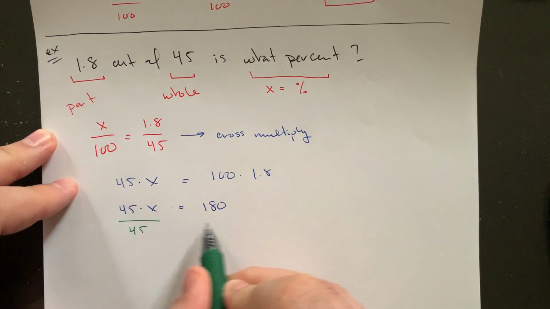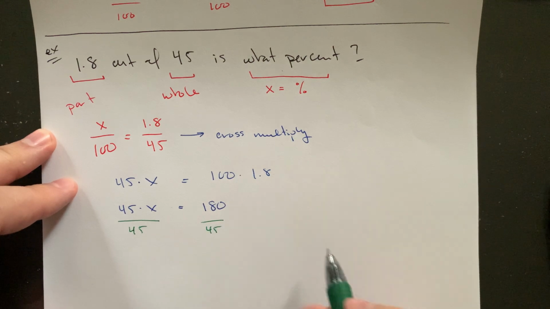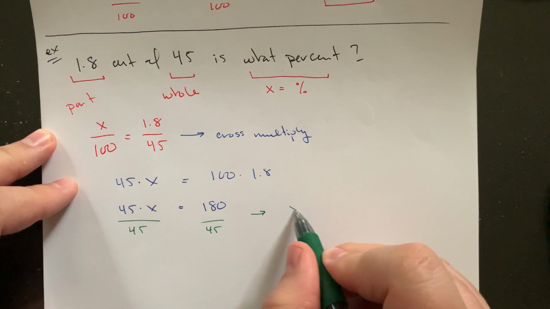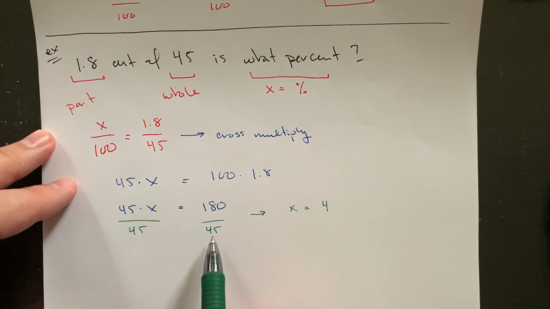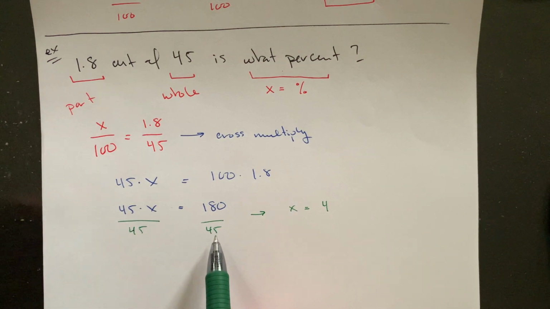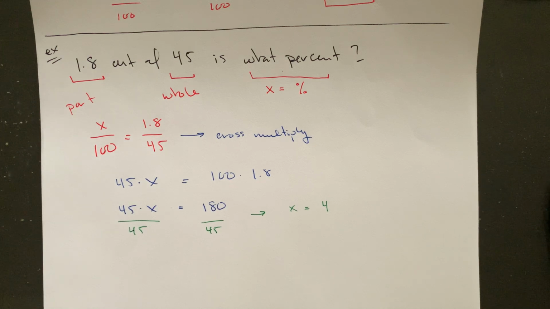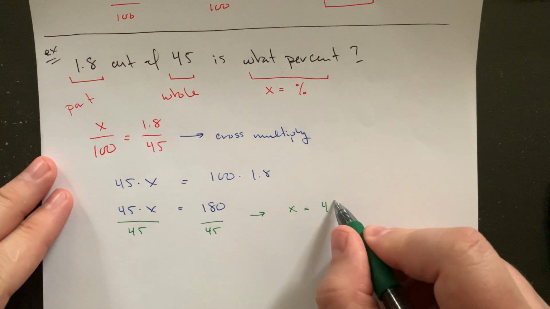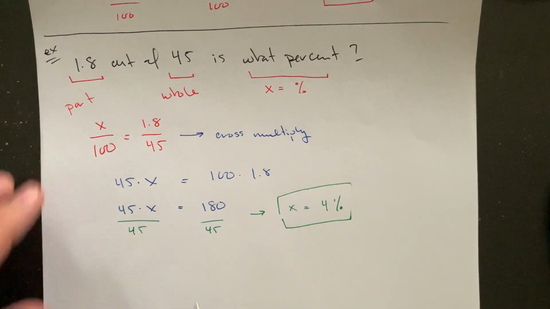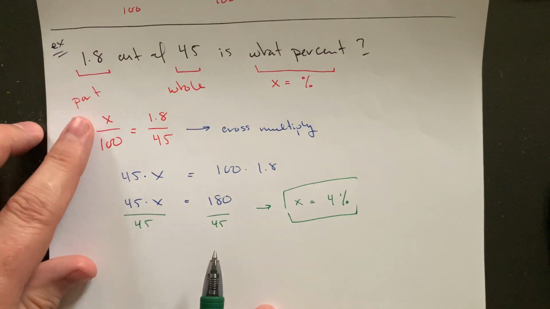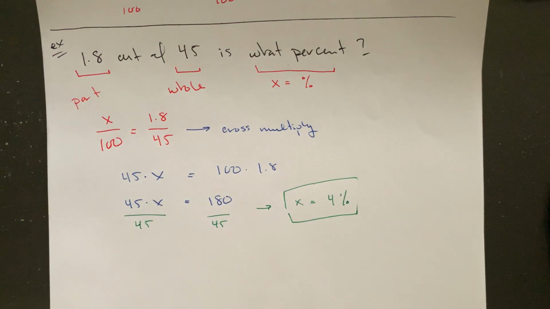We're going to get x here is 4, right? This would go 45 times 2 would be 90, and then times 2 again would be 180. So the x here is 4%, right? No conversion necessary because we're starting with a value that's out of 100. So I would say this is a great example of where using the proportion is a little bit easier.